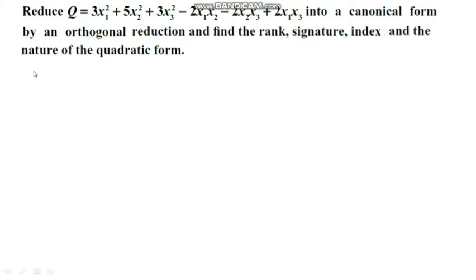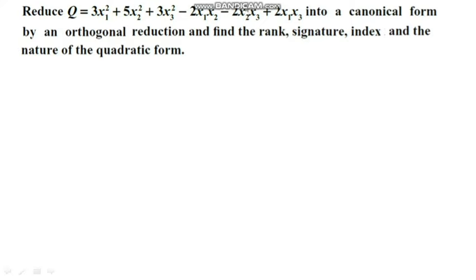We are going to discuss how to reduce the quadratic form into a canonical form by using an orthogonal reduction, and hence find the rank, signature, index and also the nature of the quadratic form. Our objective is to get a canonical form from this quadratic form by using orthogonal transformation.